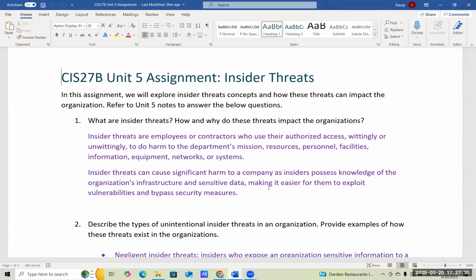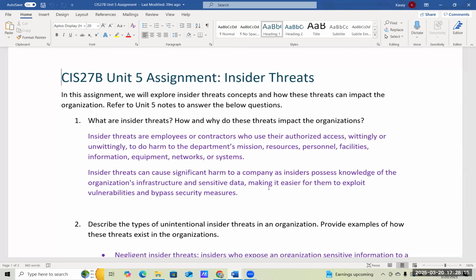That means that they have authorized access. You can find this on page 1 of the notes. And with that, they might be able to cause damage or do harm to the department's mission, resources, other employees, personnel, facilities, information, equipment, network, and systems. Because of the insider knowledge, this is more difficult to detect compared to an external threat, which is like an attacker, right?